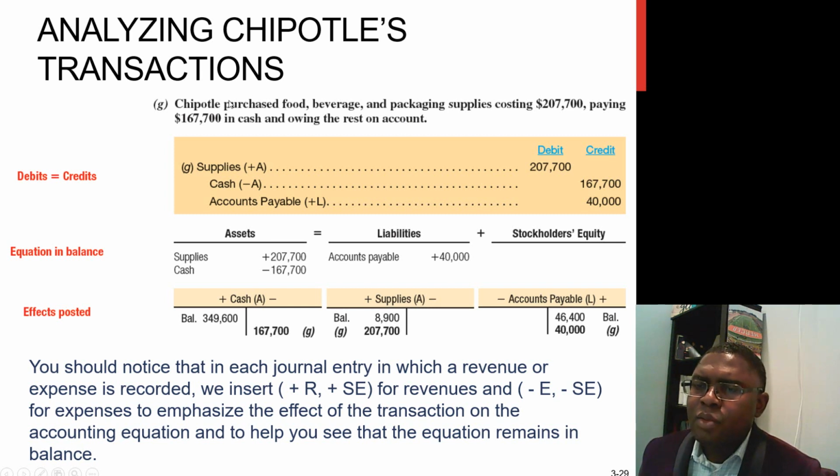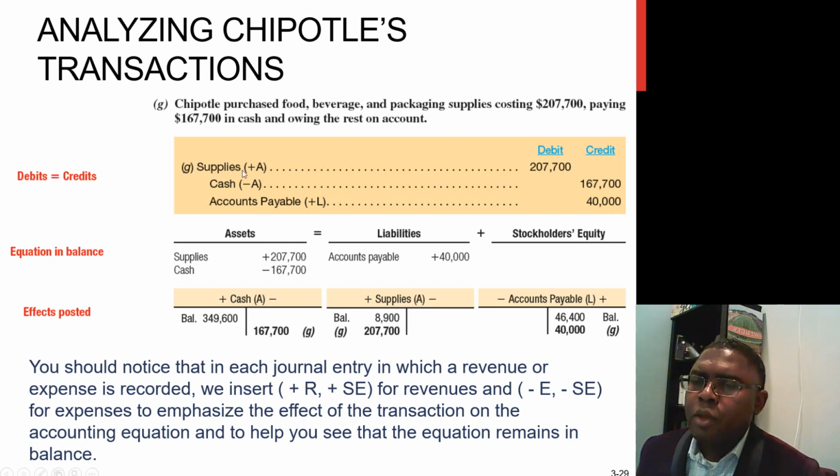So notice that when they bought food, beverages, packaging supplies, these are all supplies, so it is for this amount. So the supply account is going to be affected, and then they paid a certain amount in cash. So cash account will be affected, and then they owe the rest. So that will be an accounts payable. An accounts payable is a liability. So in journalizing this transaction, we follow the rules.